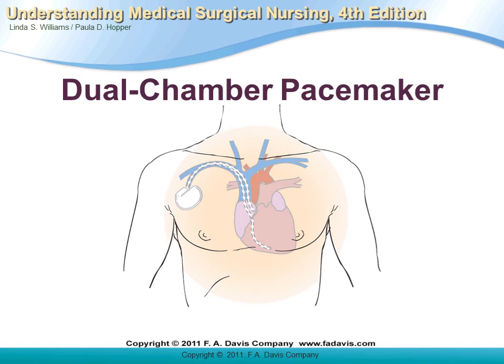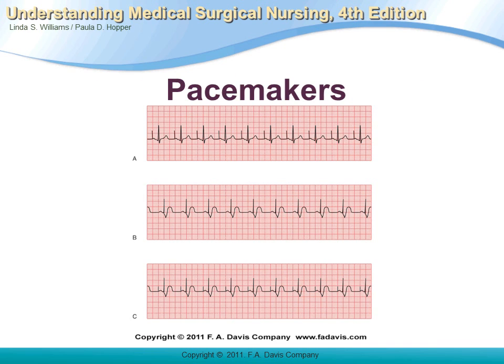Here is a dual chamber pacemaker. So we've got one going to the atria and one going to the ventricle. So these are pacer spikes. So this is the spike and that initiates the atria and ventricles to contract. So we've got one spike per every heartbeat here.